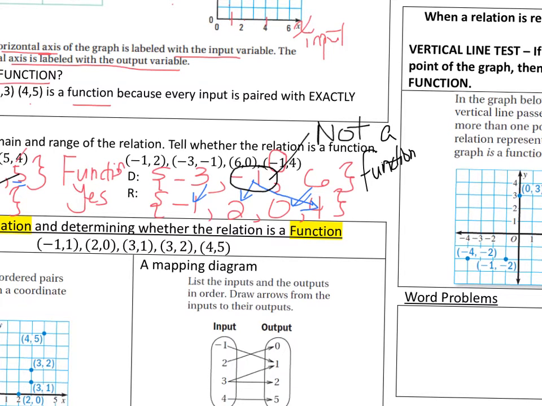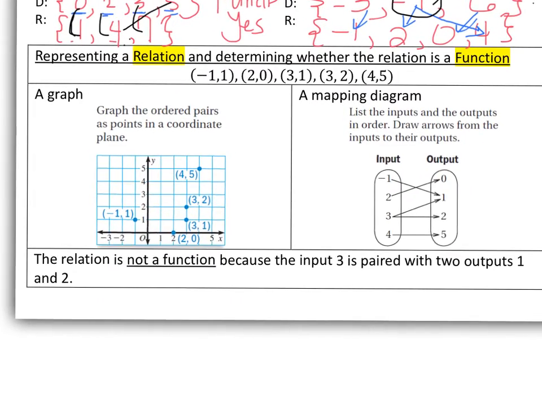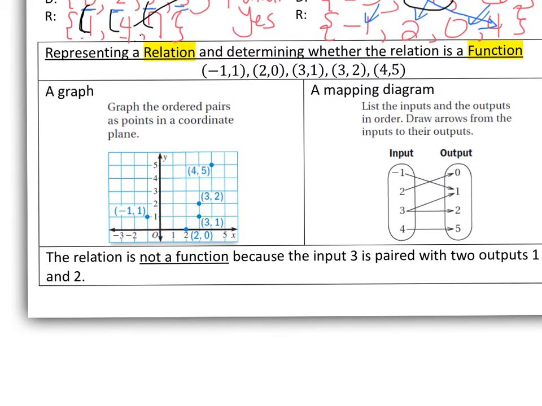Okay, and let's move on. Representing a relation and determining whether it is a function. So here in this picture, I graphed the relation. Okay, so we've got negative 1, 1, 2, 0, 3, 1, 3, 2, and 4, 5.